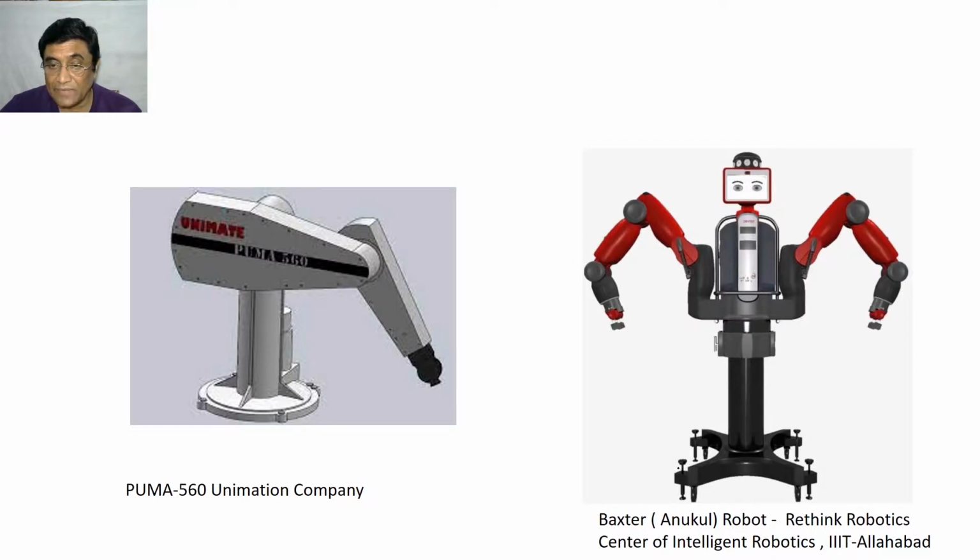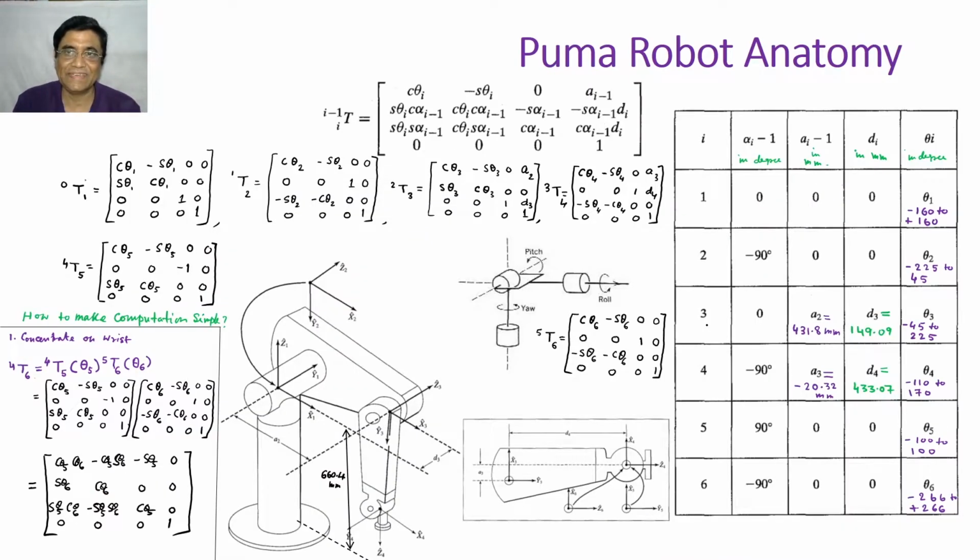In our lab, we call it the Onukul robot. It is developed by Rethink Robotics. This is a cobot, that is, a collaborative robot, and it has some special issues. That's why we will discuss Baxter in detail also. But first, let us discuss the grammar of robotics, that is the PUMA, Programmable Universal Machine for Assembly.